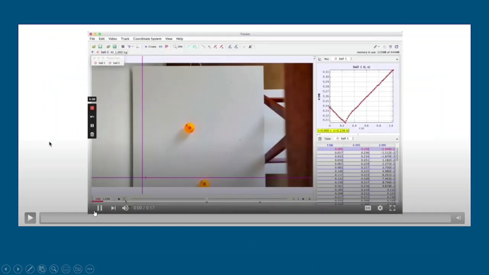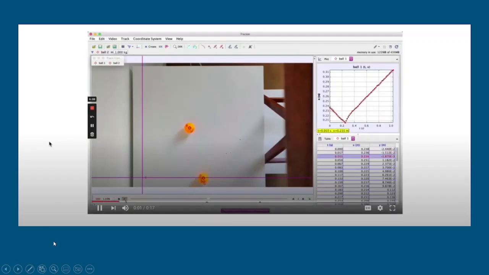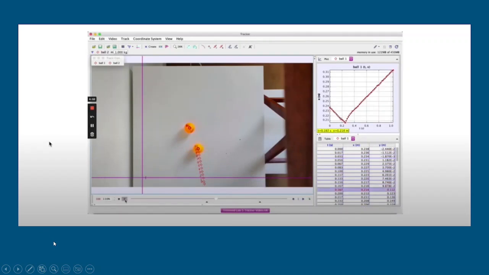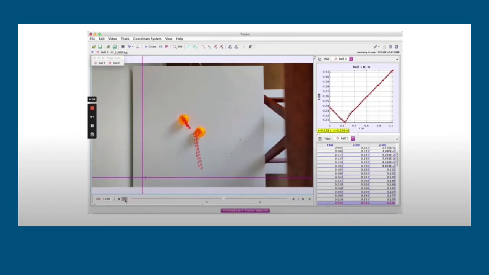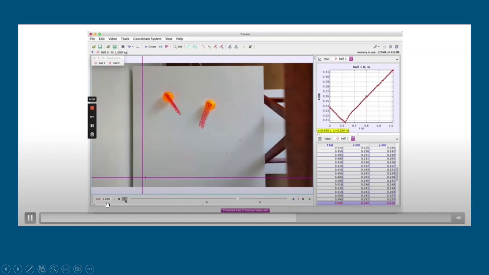So here's a video of the collision. As you can see, one ball starts in motion, hits the other ball, and they both go off in motion in their separate ways. That's pretty much all there is to it. Not super complicated, but as you can see, the balls collide and then they go off in their own separate directions.